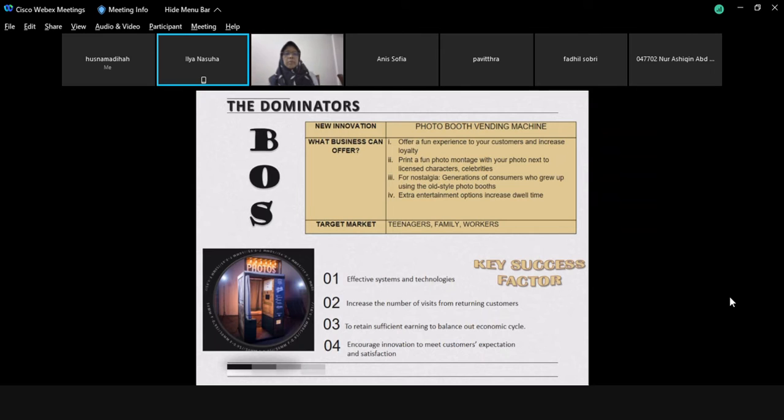Like we don't need the customer to use a tripod to take the photo. They all can use the photo booth machine with a variety of themes, or can take a photo with your celebrity or the character they like.